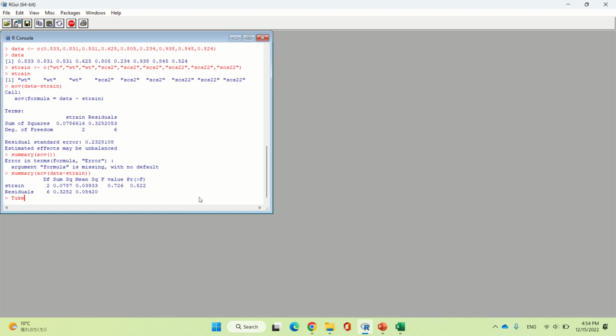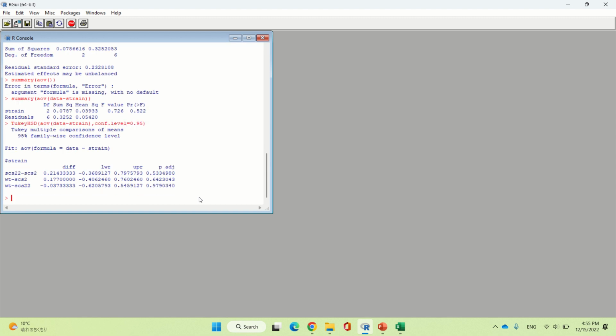This is TukeyHSD, with the dependent and independent data, then close the bracket, conf.level, the confidence level is equal to 0.95, bracket to close, and execute.